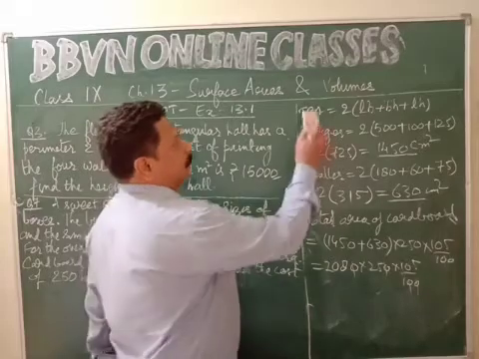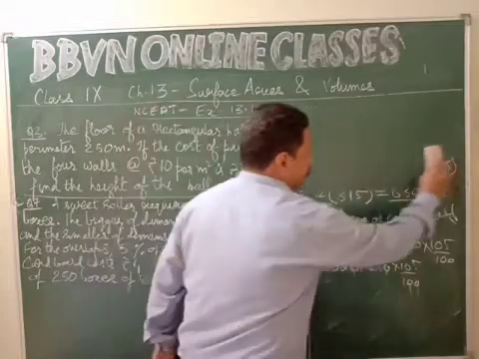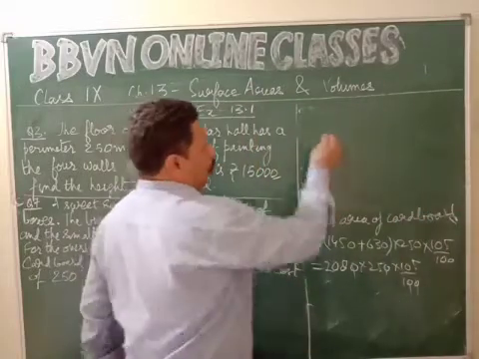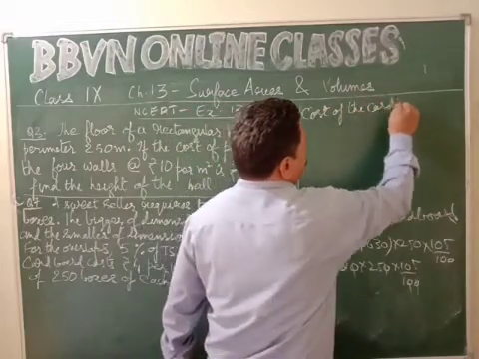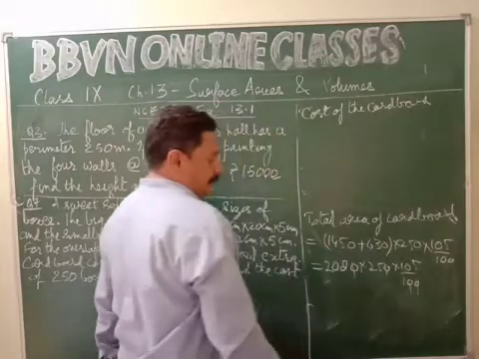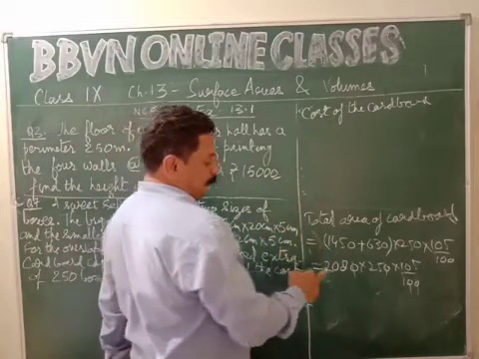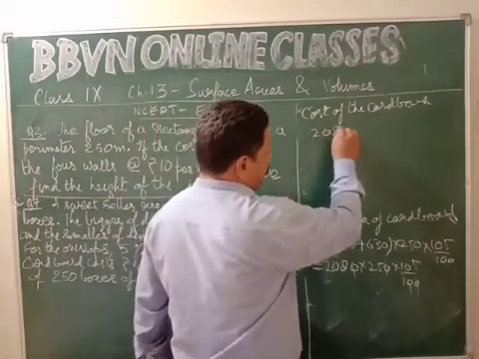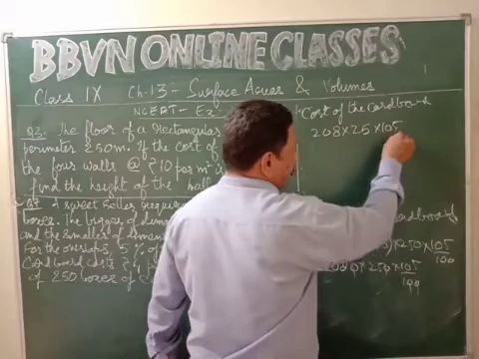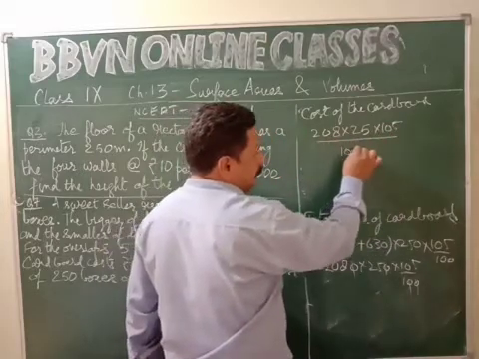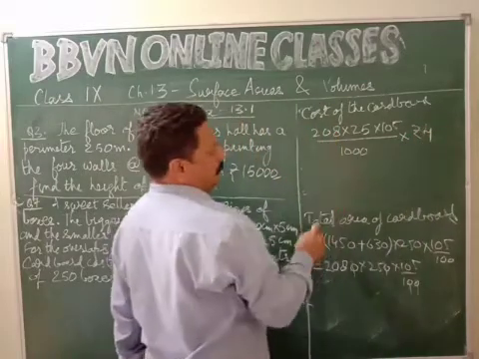We need the cost. Pay attention. Cost of the cardboard. Okay, the cardboard costs rupees 4 per 1000 centimeter square. So this total area 208 multiplied by 25 multiplied by 105 divided by 1000 centimeter square multiplied by rupees 4. This will give us the total cost.